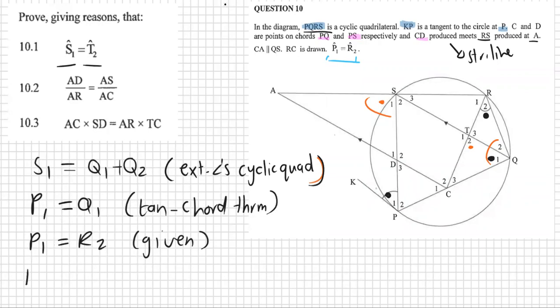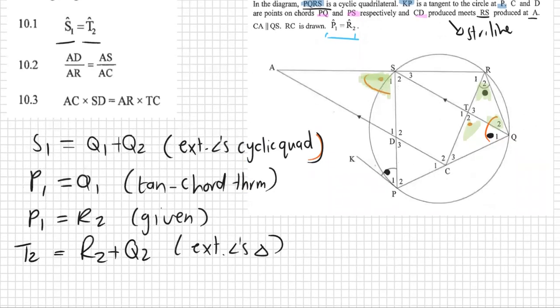Then the final breakthrough is that T2. Where is our T2? Here, which we needed because it's equal to our original required to prove. T2 is the exterior angle, so it'll be equal to R2 plus Q2. T2 is equal to R2 plus Q2, and that's because of exterior angles of a triangle. And finally, R2 is equal to Q1.